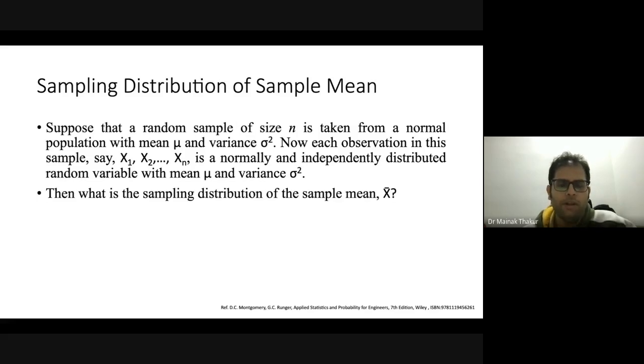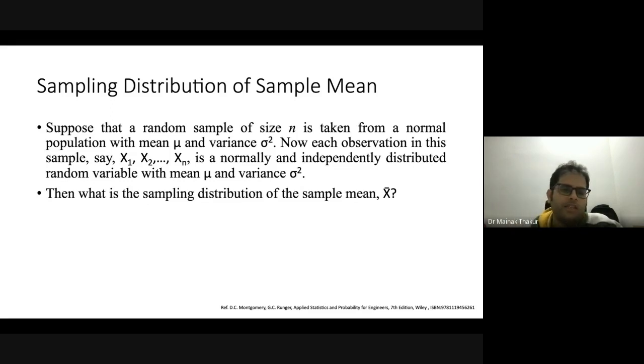Now, the sampling distribution of the sample mean. Suppose that a random sample of size n, x1, x2 to xn, is taken from a normal population with mean mu and variance sigma square. This is the question. Each observation in this sample is normally distributed, and they are independently distributed also. x1 is normally distributed, x2 is independent of x1 and normally distributed, xn is also normally distributed independent of the other random samples, with mean mu and variance sigma square.